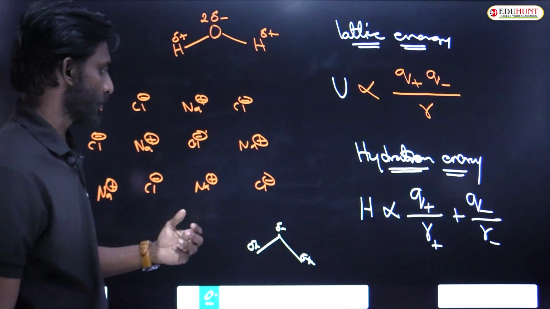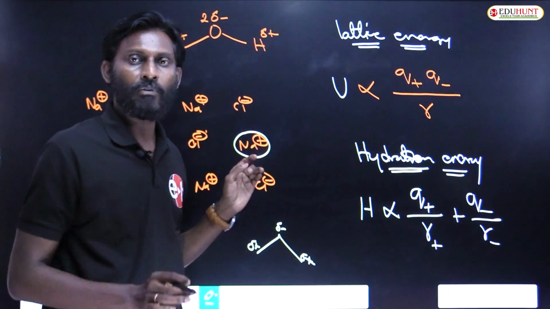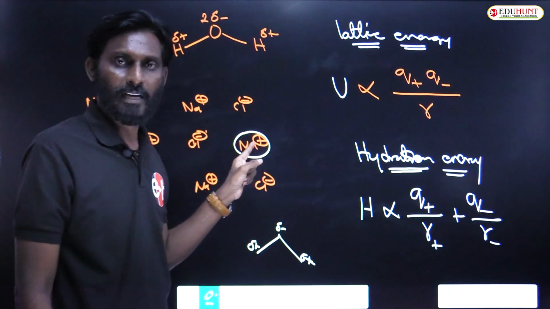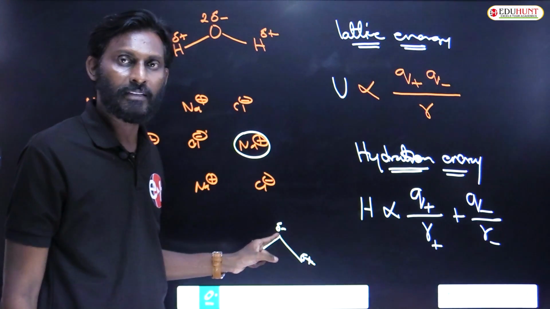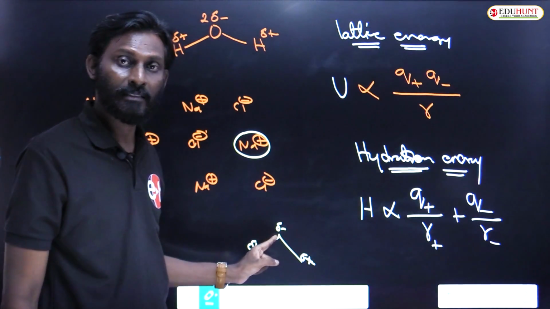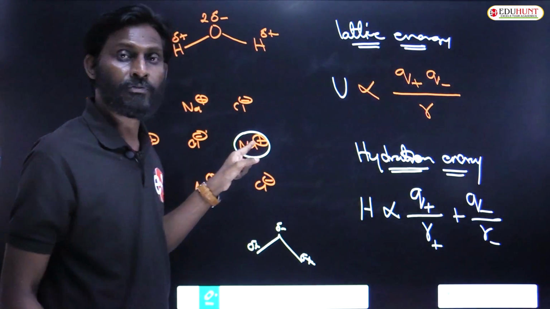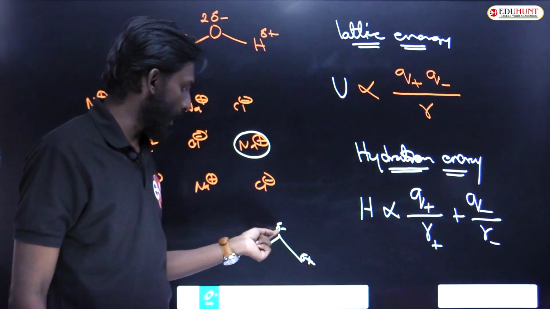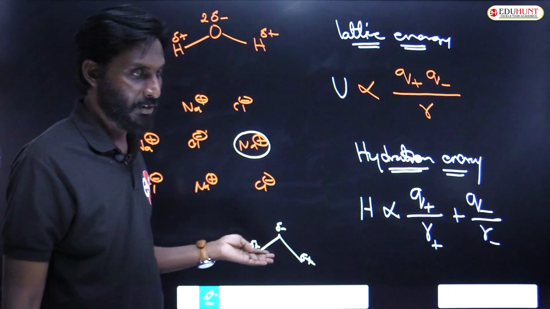Now look carefully. This is Na plus. This Na plus has one full unit, one plus charge, right? Obviously this plus charge is attracted by these partial minus charges. And one thing is very clear: this is a full one unit plus charge, and these are partial minus. Because of that, one Na plus can attract so many water molecules.